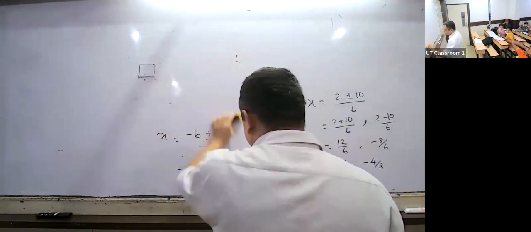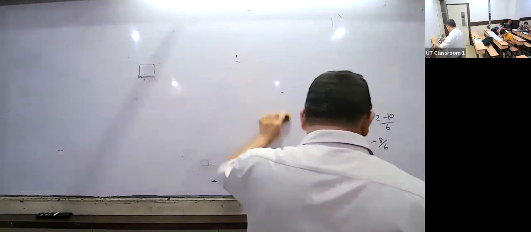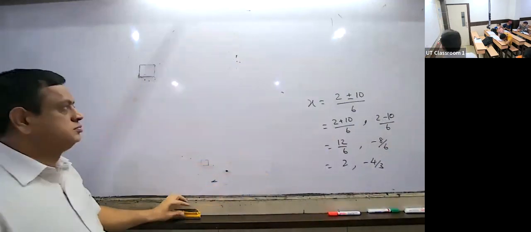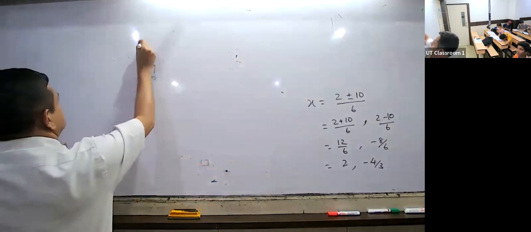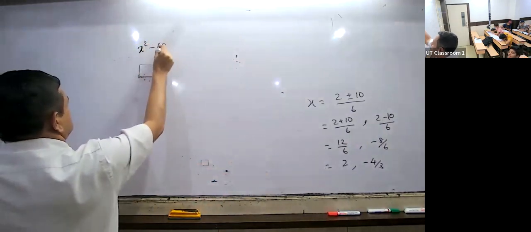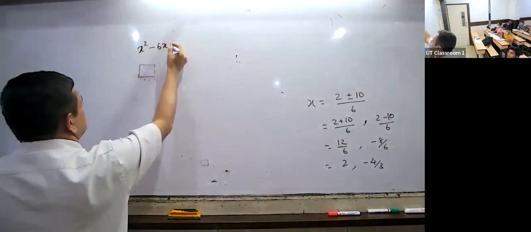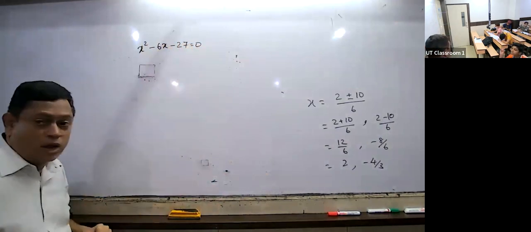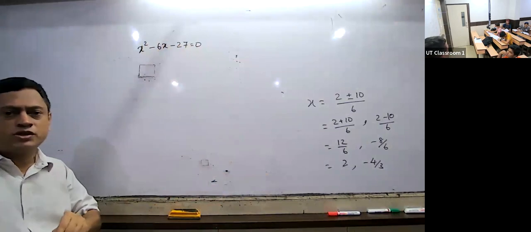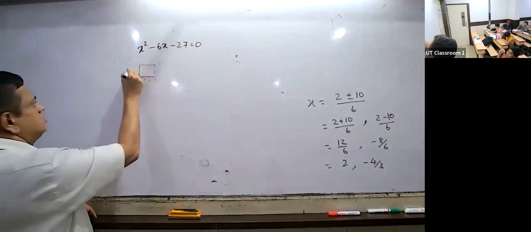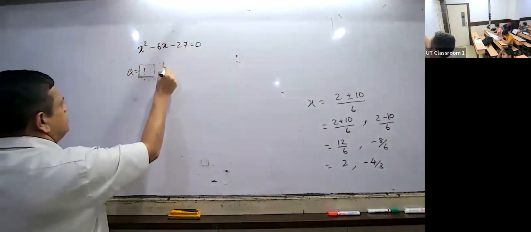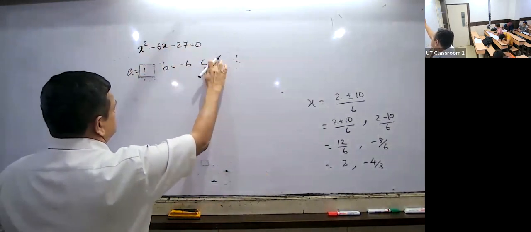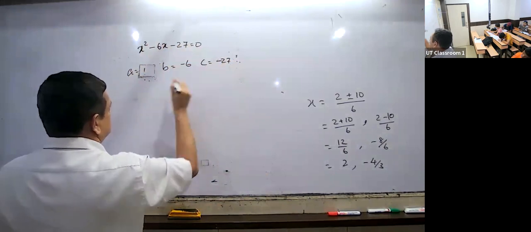Pratik, read the first question. Solve each of the following equations using the formula: x square minus 6x equal to 27. First, you make it into the standard form always. Now, one more thing, the coefficient of x square, nothing is given means 1. A is equal to 1, B is equal to minus 6, C is equal to minus 27. These steps are all compulsory to write.